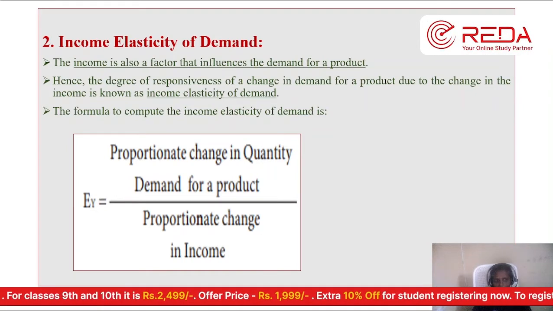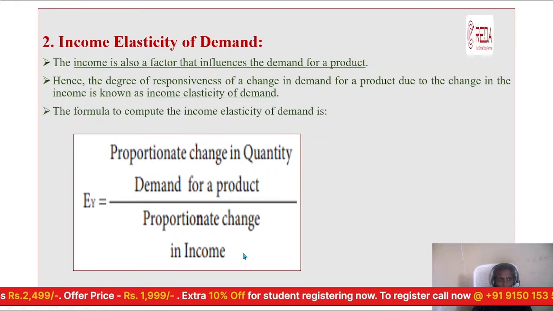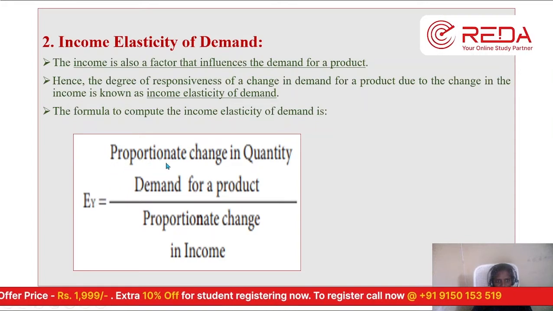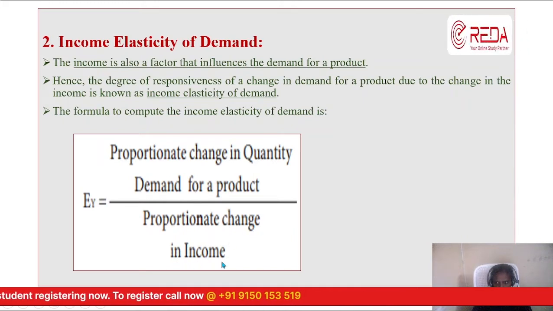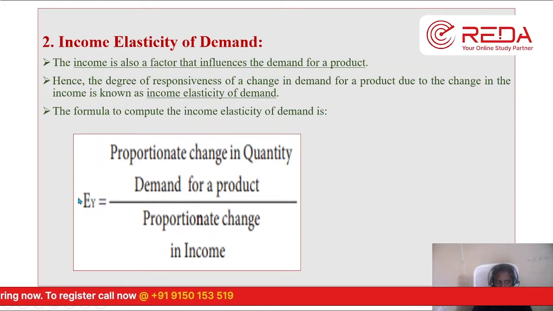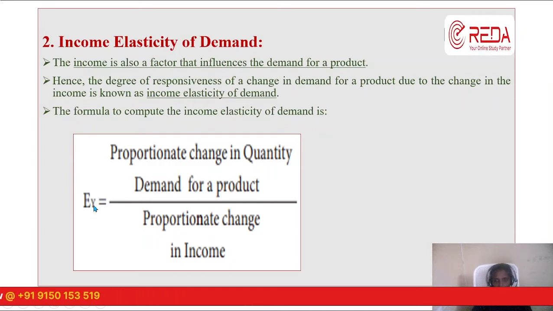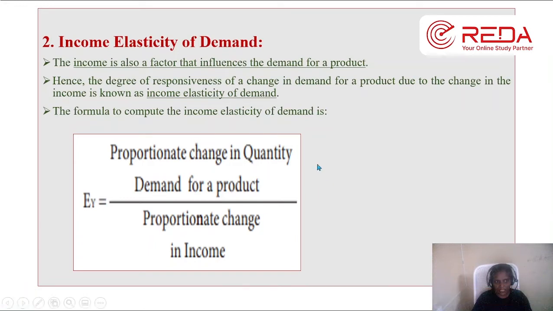So in short, we can write income elasticity of demand as EY is equal to proportionate change in quantity demanded for a product divided by proportionate change in income. EY is income elasticity of demand: Y represents income and E represents elasticity of demand. So income elasticity of demand is equal to proportionate change in quantity.